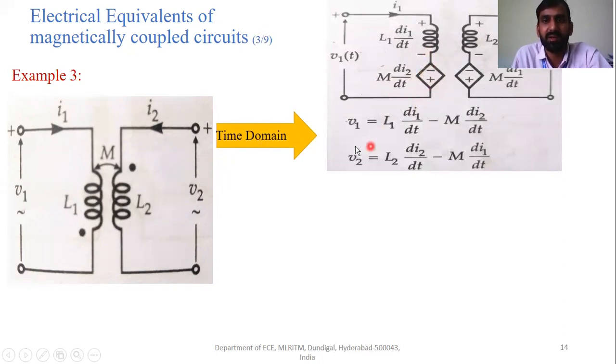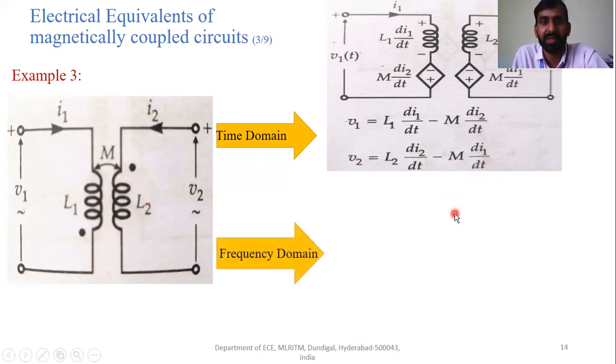Same thing here, just the controlled voltage source which is going to represent the M term is reversed over here. Instead of plus and minus, it is minus plus. The equations are going to be the same again. V1 is equal to L1 di1 by dt minus M di2 by dt, and V2 is equal to L2 di2 by dt minus M di1 by dt. It's going to be the same as in the previous example. Only the coils are reversed. The dots in the coils are kept in a reverse manner, right?